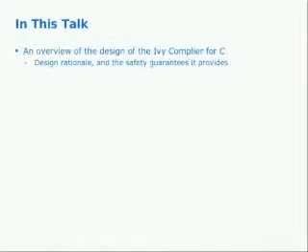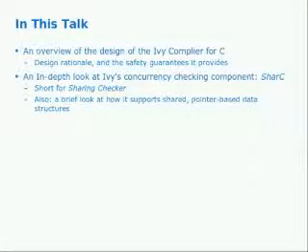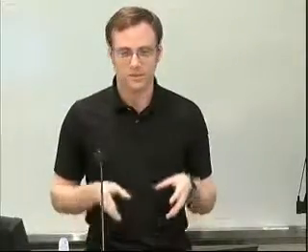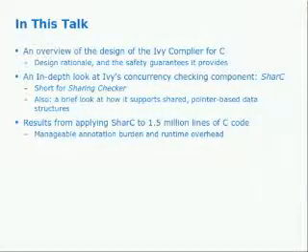In this talk, I'm going to give a brief overview of the design and some of the implementation of the Ivy compiler for C. I'll talk a little bit about the design rationale and the safety guarantees that it provides. In particular, I'm going to give an in-depth look at the concurrency checking part of Ivy, which is called Sharc. It's short for sharing checker. I'll also give a brief look at how it supports shared pointer-based data structures. And finally, I'll show some results from applying Sharc to about 1.5 million lines of C code.